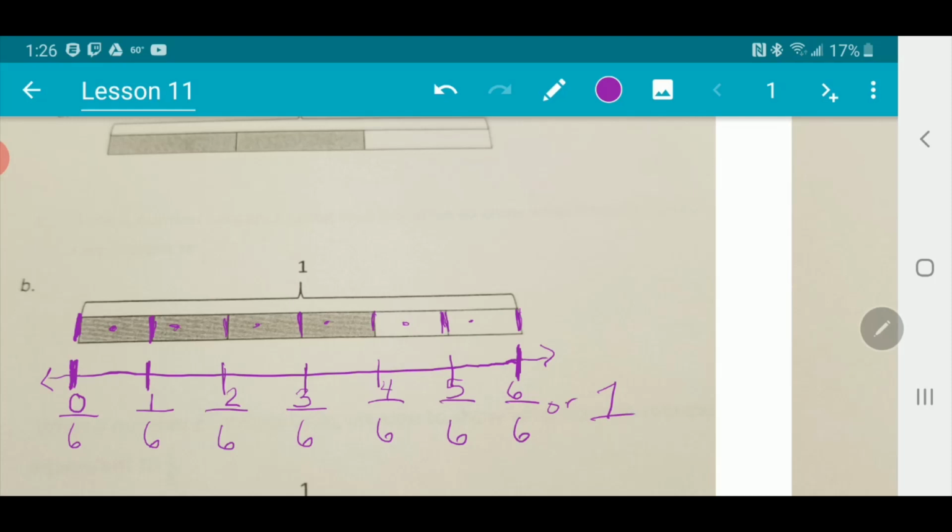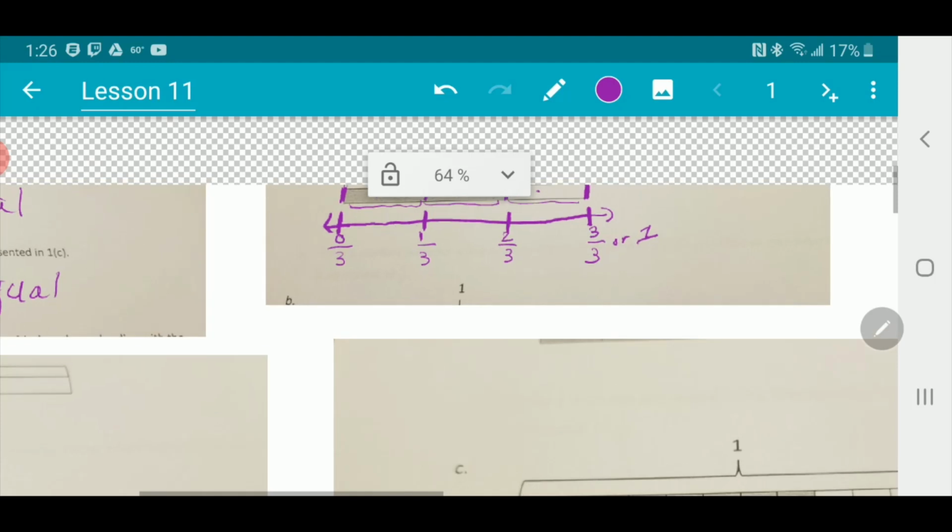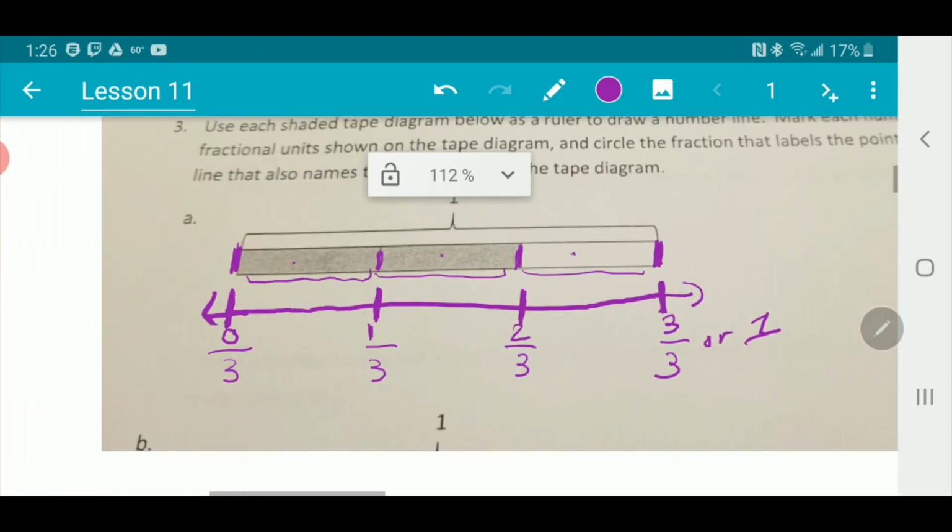All right, and then lastly, actually I forgot to do this on the last one, so we'll go back to that. We have to circle which one of these fractions represents how much is shaded up here. So we have 1, 2, 3, 4 parts shaded, so therefore 4/6 is what is represented in that tape diagram. All right, let's go back to 3A and we'll circle the one up here as well. So for 3A, we had 1, 2 shaded in, so we should have circled 2/3 is represented in 3A.